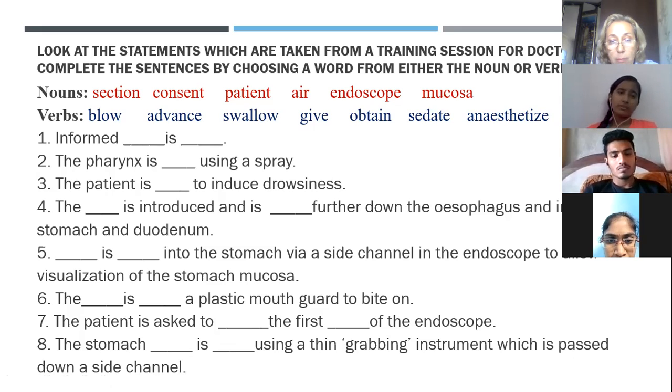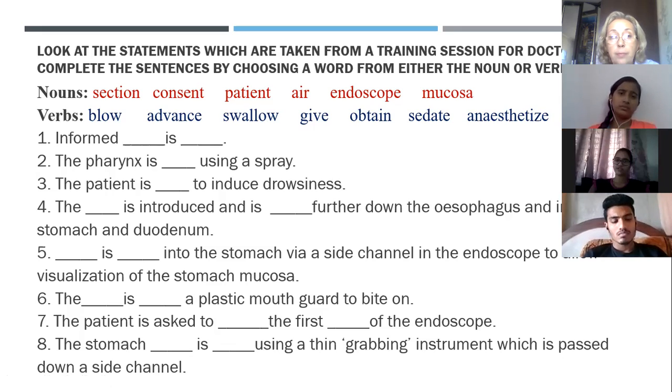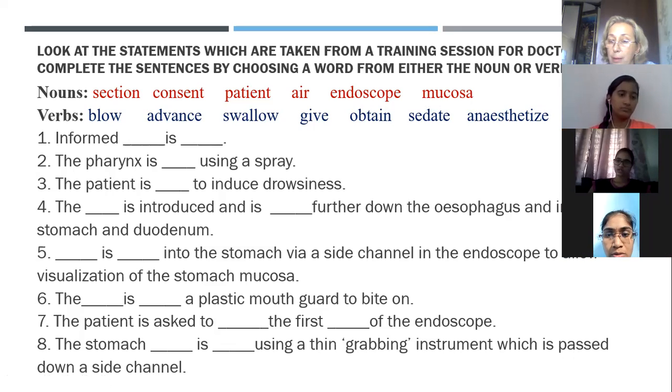Consent. Patient's consent for the procedure, agreement. And patient, air, endoscope, mucosa. What is mucosa? Membrane, the internal layer of the body.